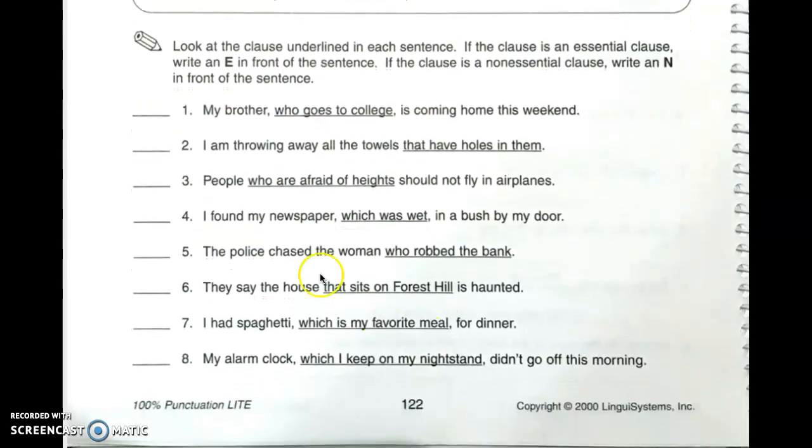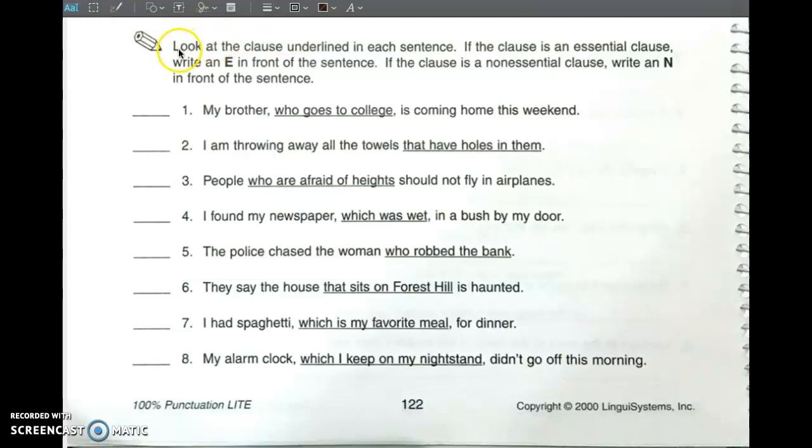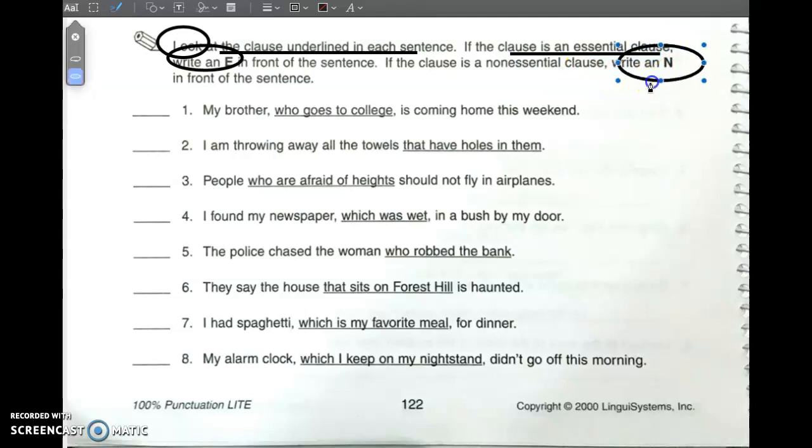All right, so let's take a look at our exercises for today. The directions say to look at the clause underlined in each sentence. If the clause is an essential clause, write an E in front of the sentence. Okay? If the clause is a non-essential clause, write an N in front of the sentence. Okay? So let's take a look.